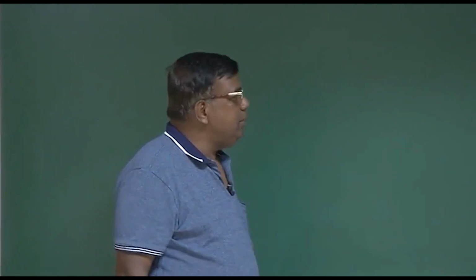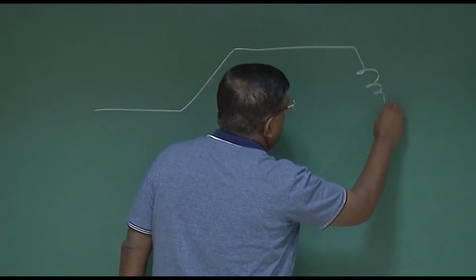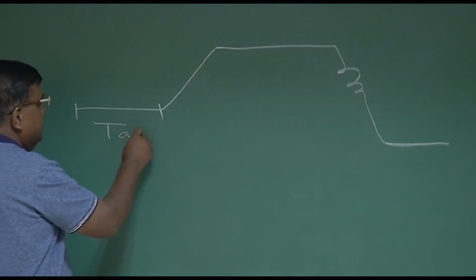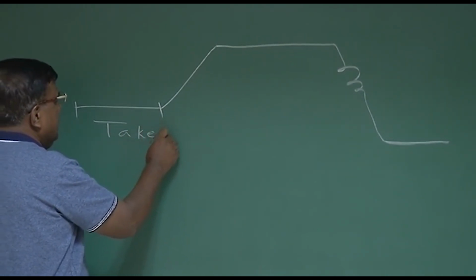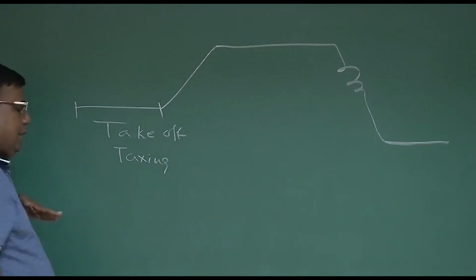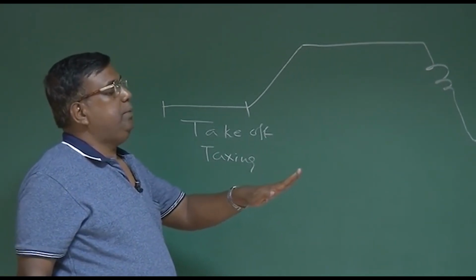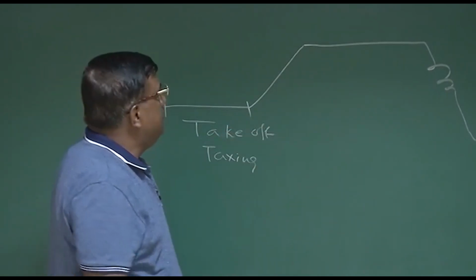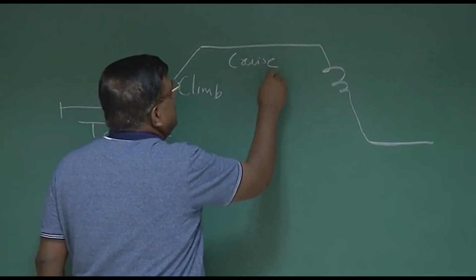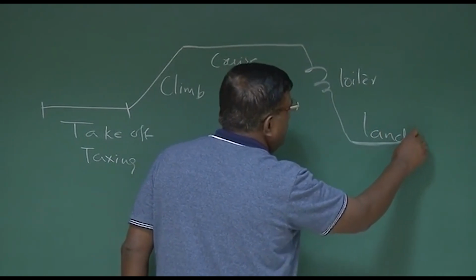When you want to design an aircraft, you know that there are phases. Typically I can draw it like this. Here it is the takeoff and taxiing. In fact, it starts taxiing, then attains a particular speed, then puts the front wheel up, then climb. So this is the climb phase, and this is the cruise. Then this is loiter and landing. Okay, this we all now know.